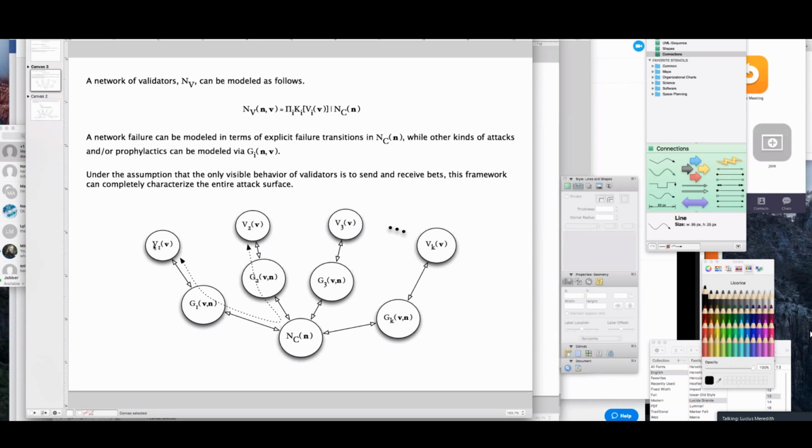Does that characterize what we were talking about on Friday? Yeah.